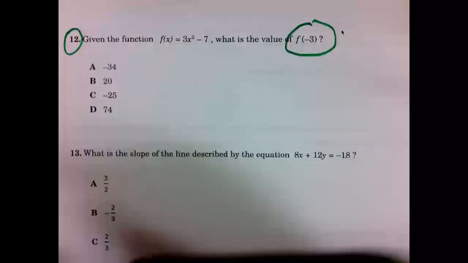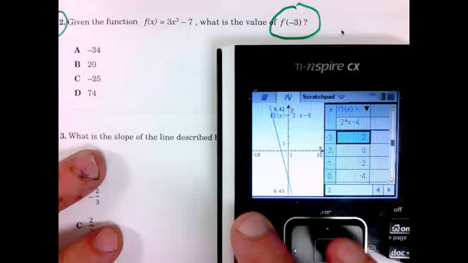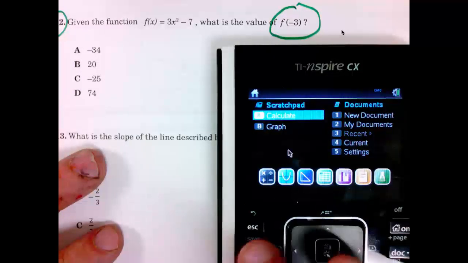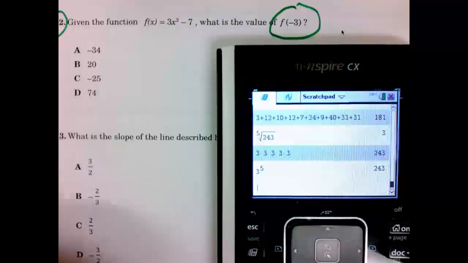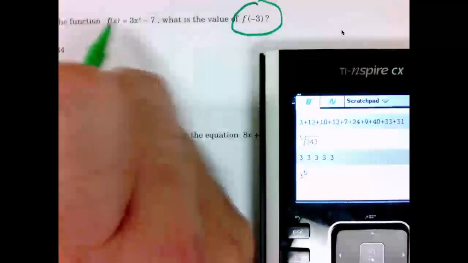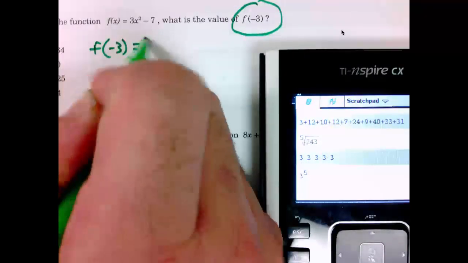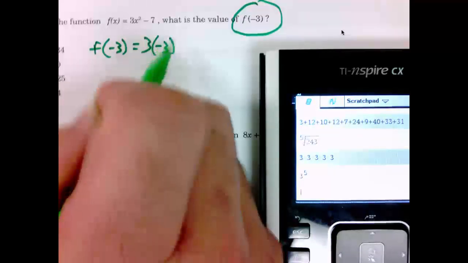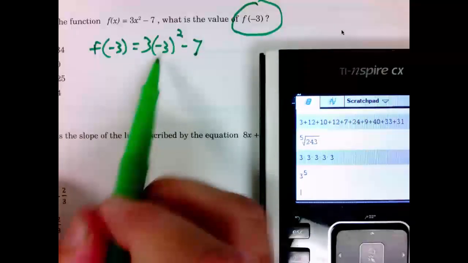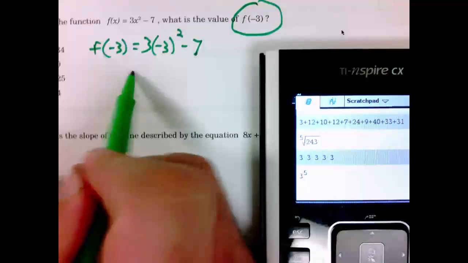I could again go to my table, but since this is just one value, I'm going to do it using the scratch pad. First I'll write out what I want to do. I'm substituting -3 in place of x, so f of -3 is equal to 3 times (-3) quantity squared minus 7. In my head, -3 squared is 9. 9 times 3 is 27. 27 minus 7 is 20. This should be 20.